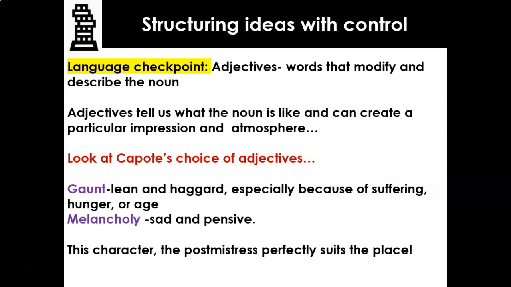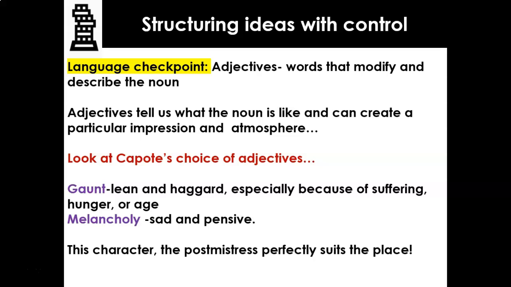Now, before we actually do this, I just want a quick checkpoint with you. That reminder that we've been looking at adjectives. These are words that modify and describe the noun. Adjectives tell us what the noun is like and can create a particular impression and atmosphere. So when we've got these key words, gaunt and melancholy, I'd like you to pause and write them down in a minute. They are lovely examples of adjectives.